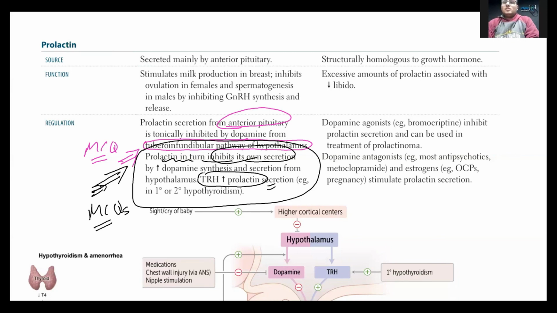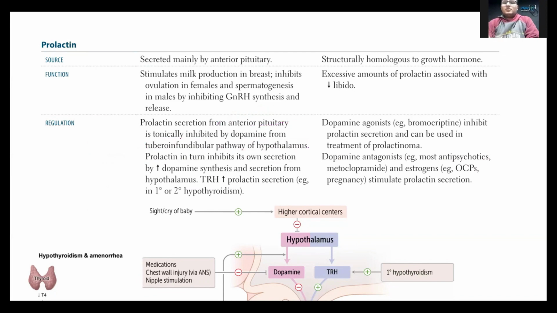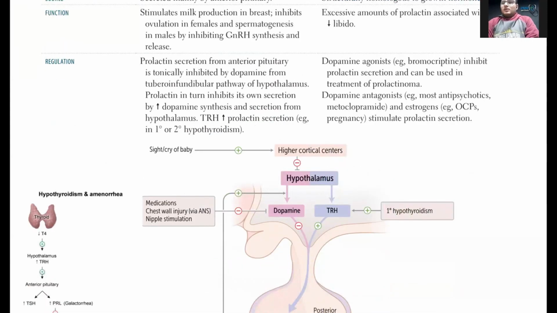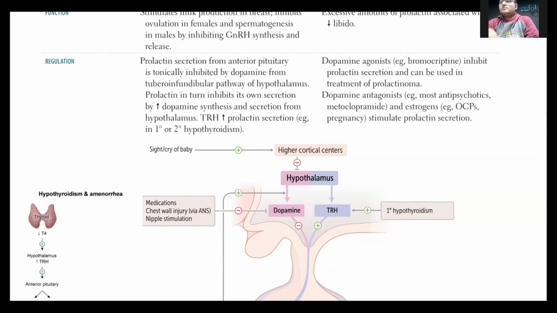We have discussed this in hypothyroidism. In the previous lecture we discussed how hypothyroidism causes increased thyrotropin releasing hormone and prolactin. Next, we will discuss dopamine agonists. The most important dopamine agonist is bromocriptine, which inhibits prolactin secretion and is used in the treatment of hyperprolactinemia. We will study the details in hyperprolactinemia.